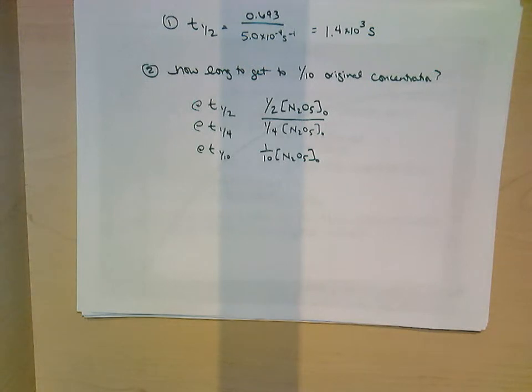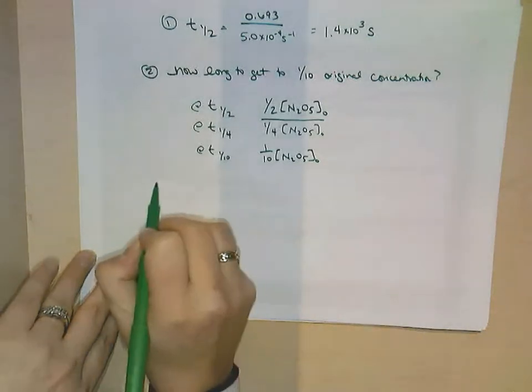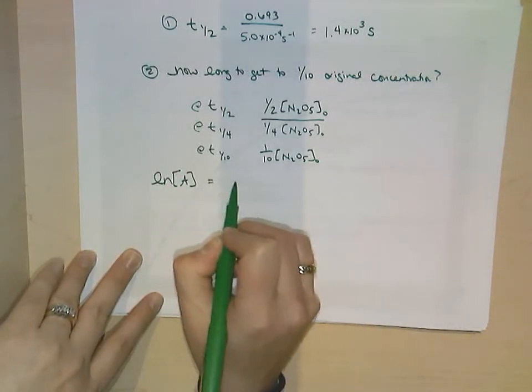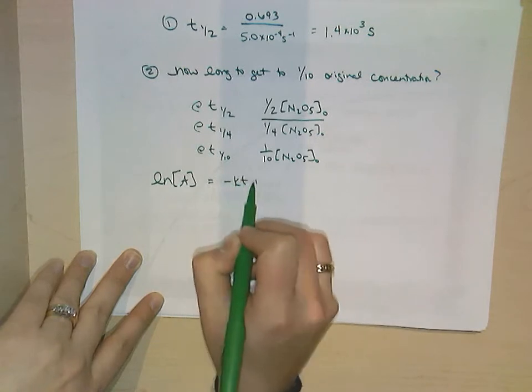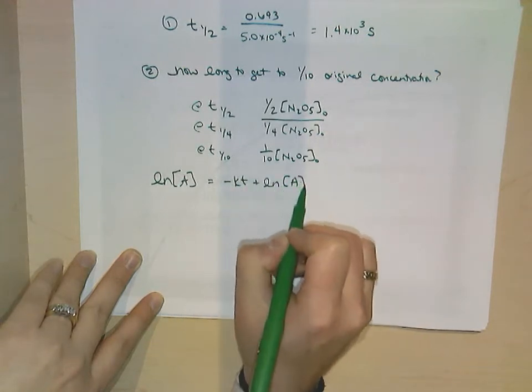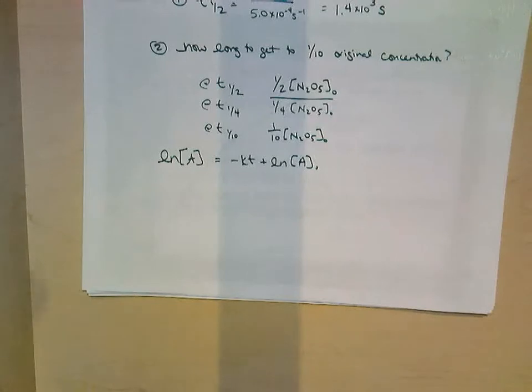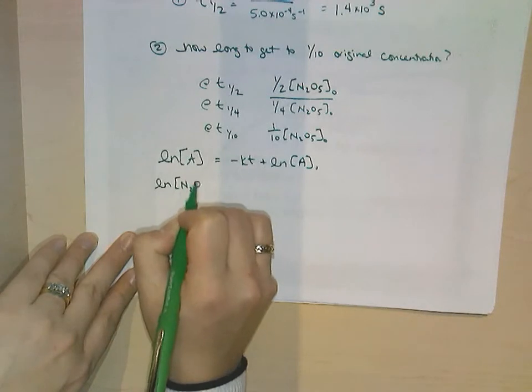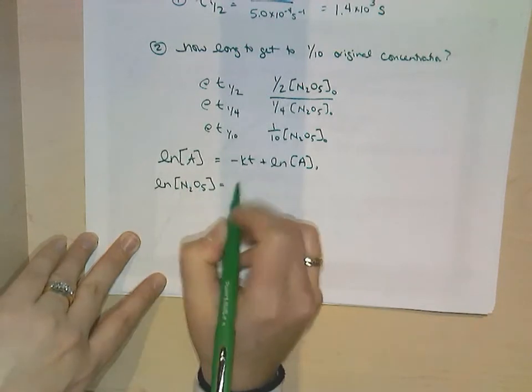So what equation do I need to use to plug in all those pieces of information? We're going to use our integrated rate law. All right, so our integrated rate law is this. Right, in generic terms, that's our integrated rate law. Let's try again.